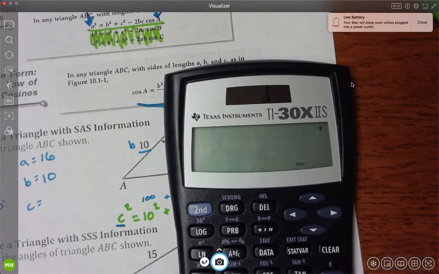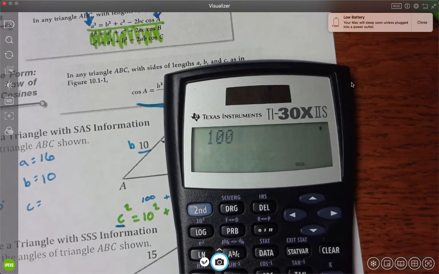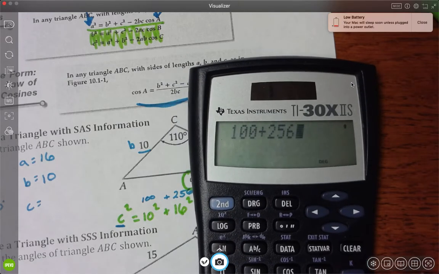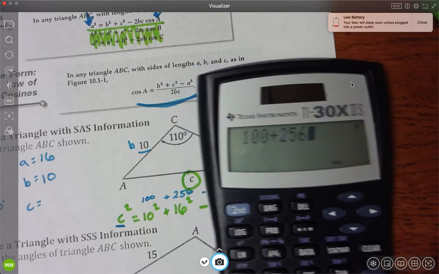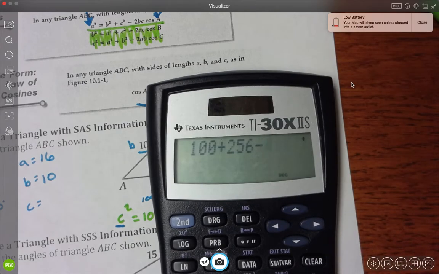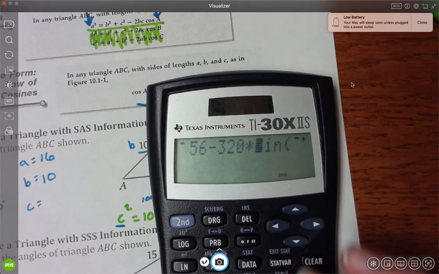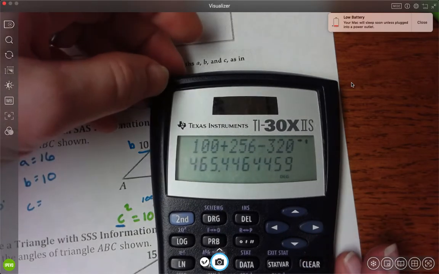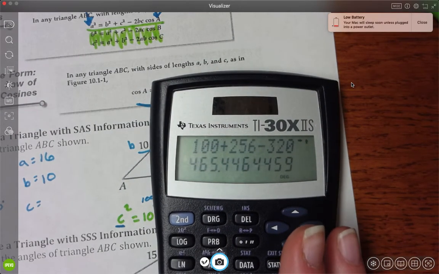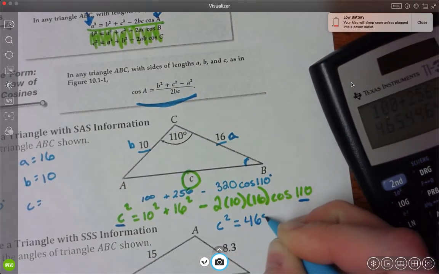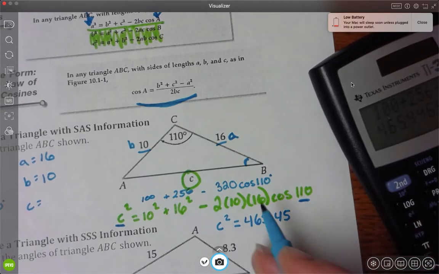So here's what it will look like on my dumb calculator. I have 100 plus 256. I think that's what 16 squared is, right? 16 squared, 256. Yeah, it's got to be. Minus 320 times cosine of 110. And I typed that all in one shot, and I got 465.44, or 465.45. Okay, so let's see how this works. 465.45. That's what C squared is.